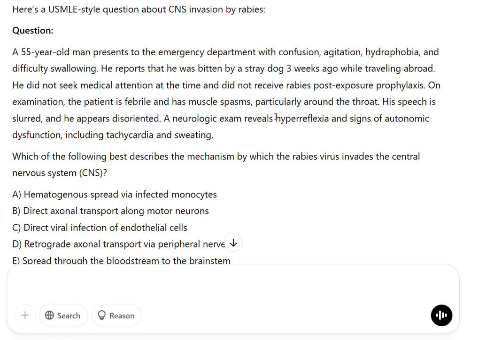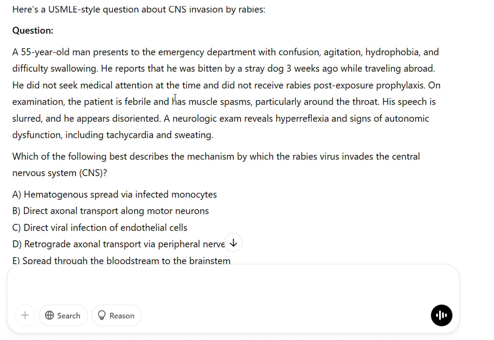His speech is slurred and he appears disoriented. A neurologic exam reveals hyperreflexia and signs of autonomic dysfunction, including tachycardia and sweating. Which of the following best describes the mechanism by which the rabies virus invades the central nervous system, CNS?